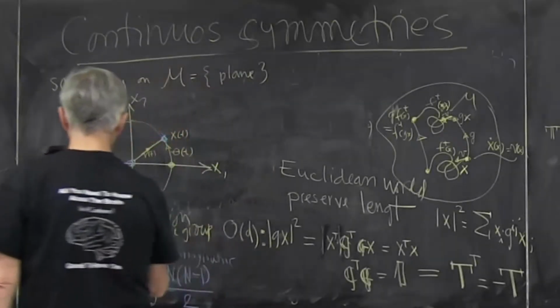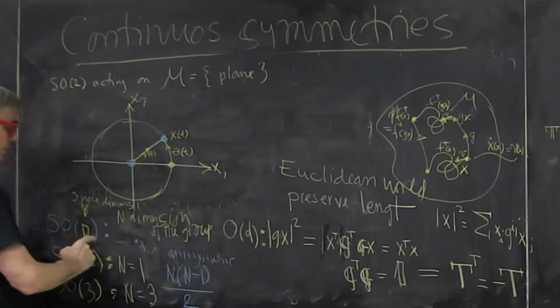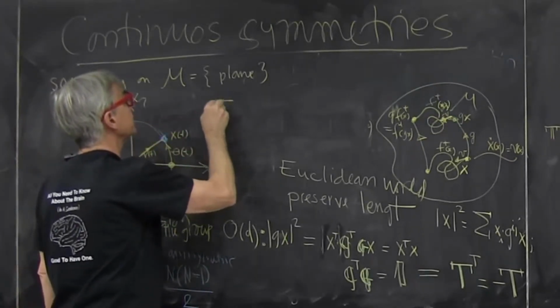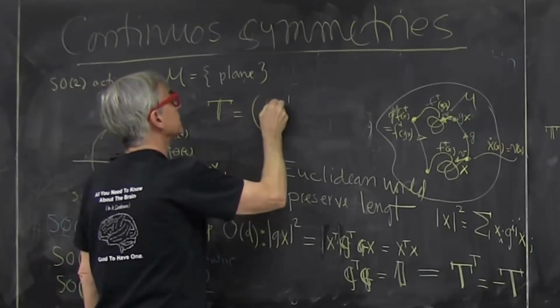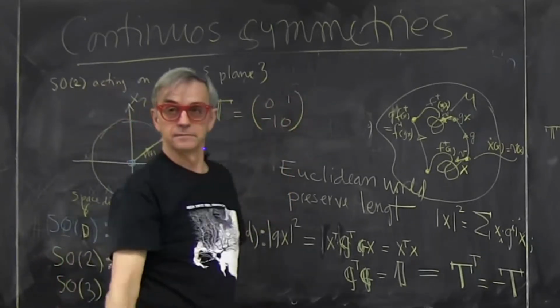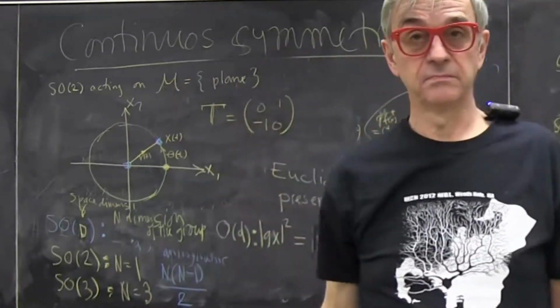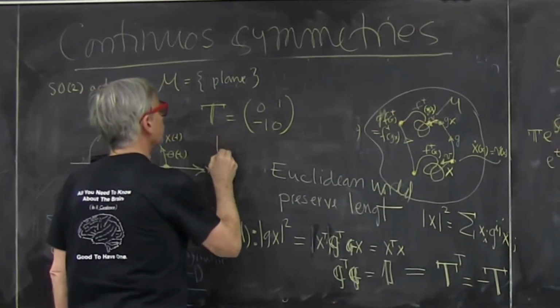Now what's T? In this two-dimensional plane, T is an antisymmetric matrix, and there's only one antisymmetric matrix. So T is just this matrix. I will define something called the group tangent.